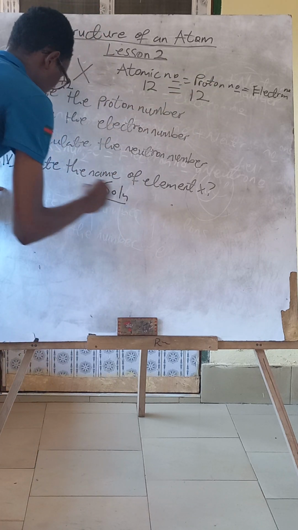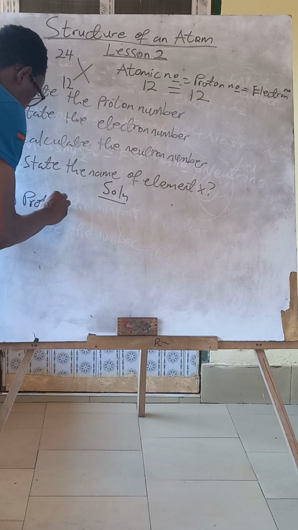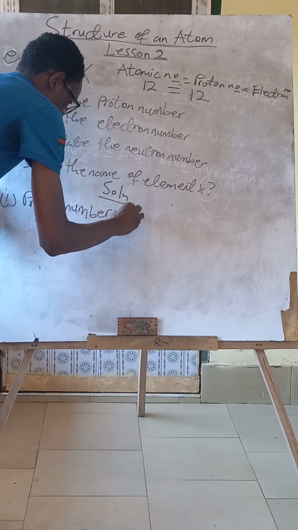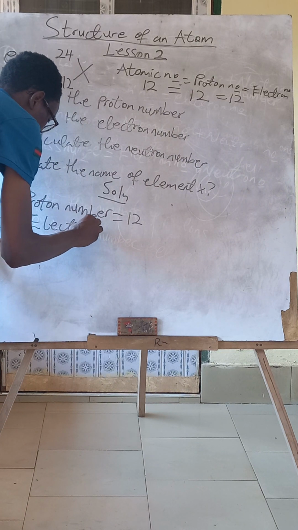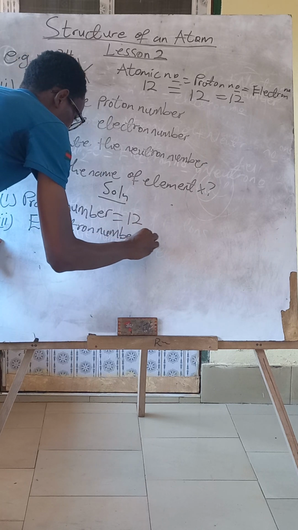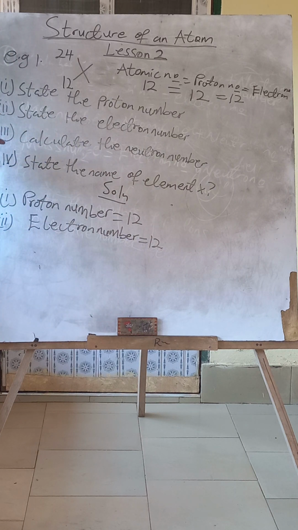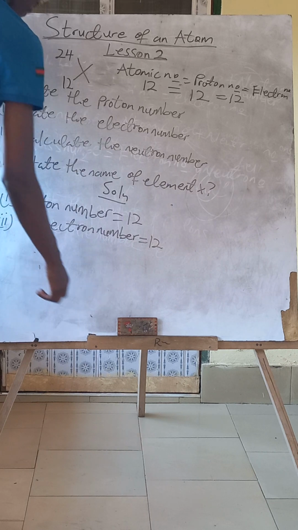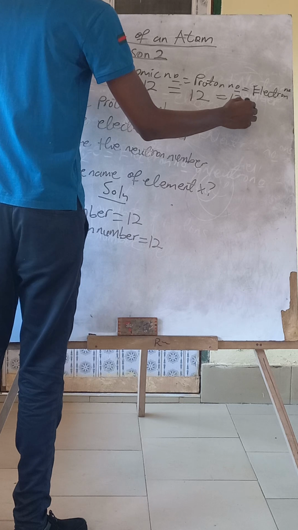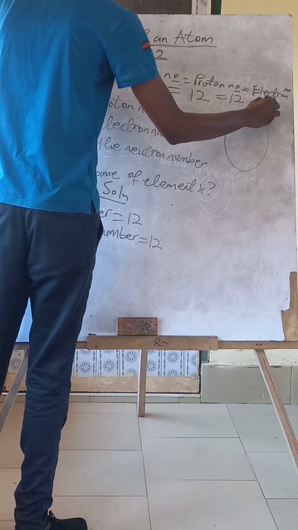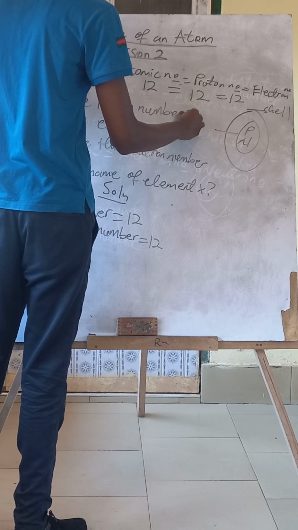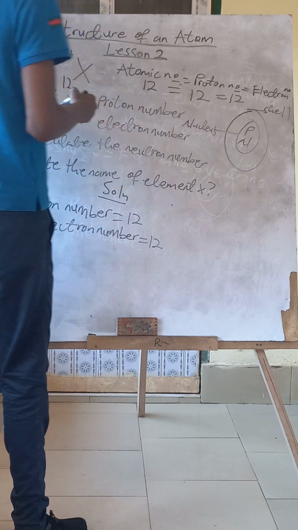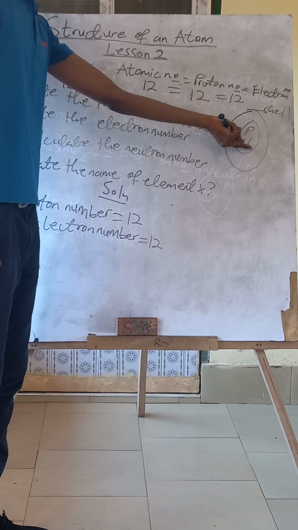So solution I, proton number equals 12. It says state the electron number, and the electron number is also equal to 12. It says calculate the neutron number. So let's say this is the structure of an atom. We have the shell, which I've already discussed in lesson 1, and this is the nucleus.